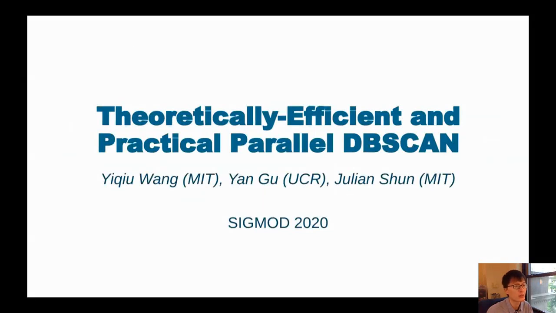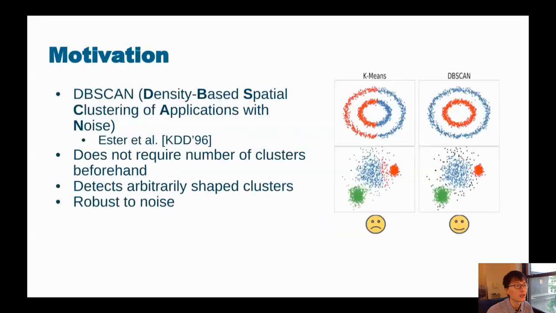Hi everyone, my talk is about theoretically efficient and practical parallel DBSCAN. My name is Yichu. This is work done at MIT with Yan Gu and Julian Shun. DBSCAN stands for Density-Based Spatial Clustering of Applications with Noise. It was invented in 1996 by Ester et al.